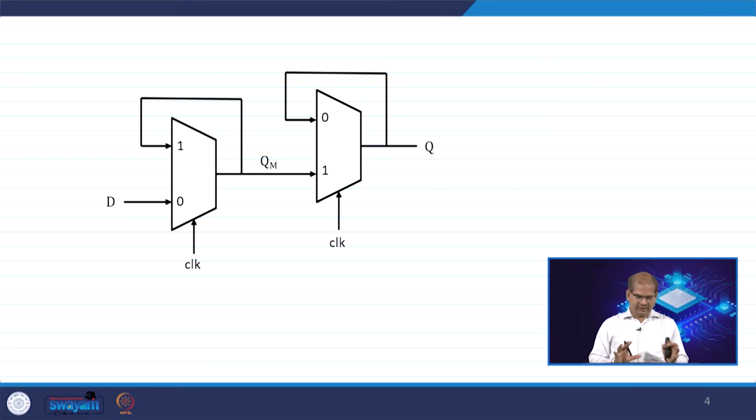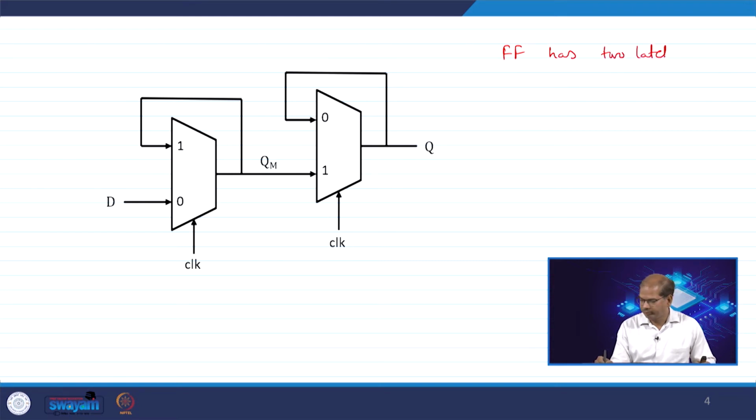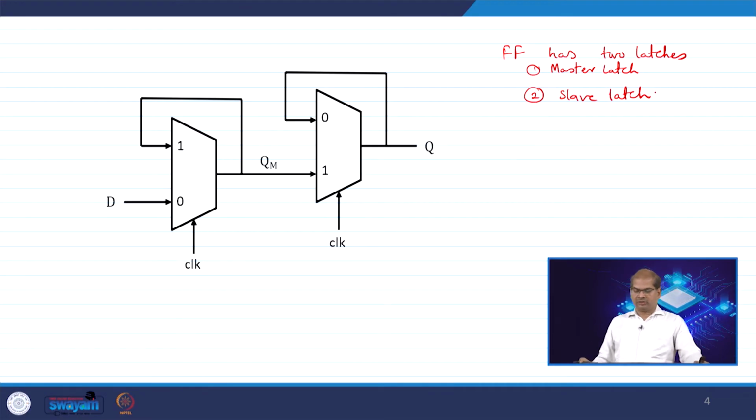Now, you can think this is a flip flop, but your flip flop consists of two latches. One is called the master latch. The first stage is called a master latch and the second one is called a slave latch. Okay. Here, if you can see, two multiplexers are shown, but indirectly they are latches. Why? Because there is a feedback loop.